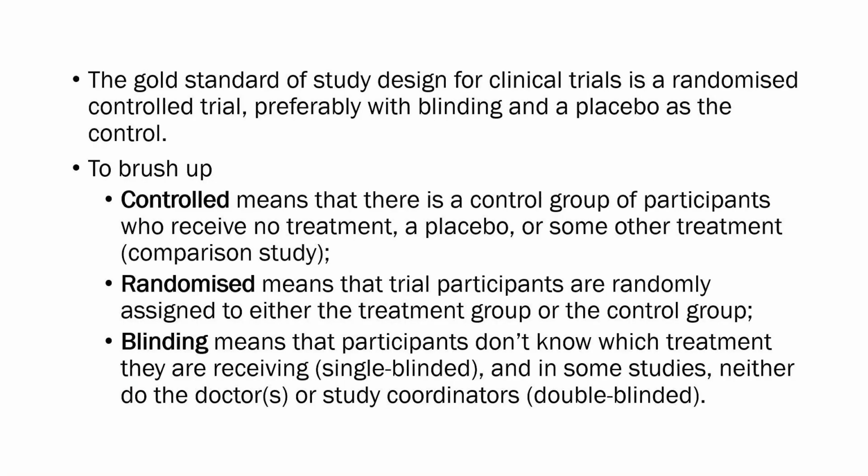Randomized means that trial participants are randomly assigned to either the treatment group or the control group, right? So that's important, irrespective of their demographics. Blinding means that participants don't know which treatment they're receiving. This is single blinded, right? And in some studies, neither the doctor nor the study coordinators know, so that is double blinded. That is to make sure that there is no bias, right? Somebody has to know, and that would be the principal investigator. That may involve a set of doctors and patients, right? So randomized controlled blinded trials are the way to go for the most effective clinical trials.